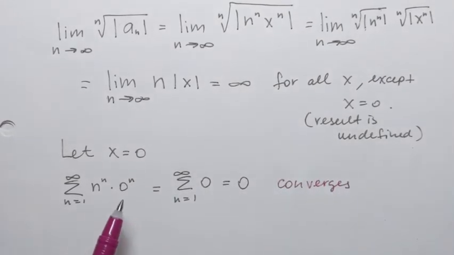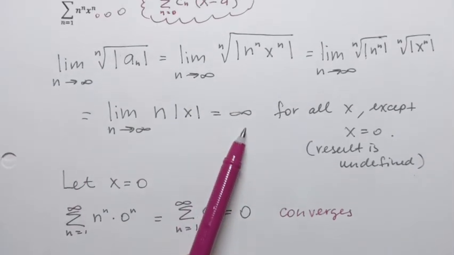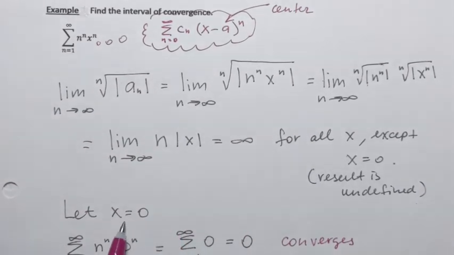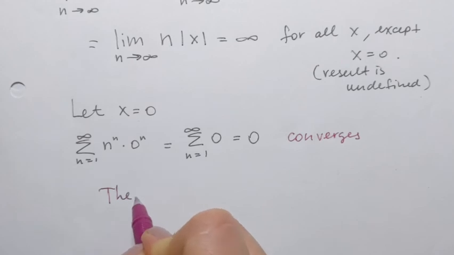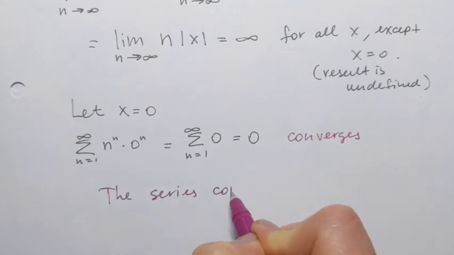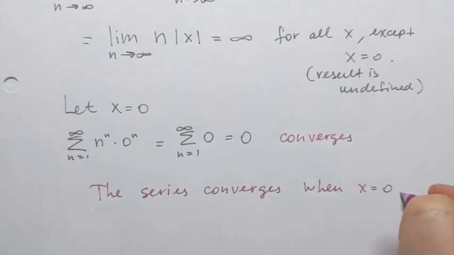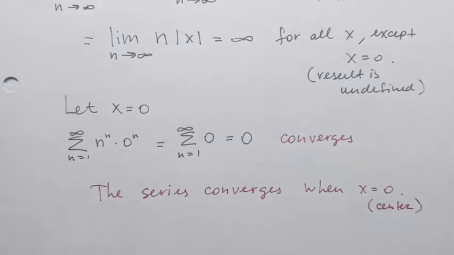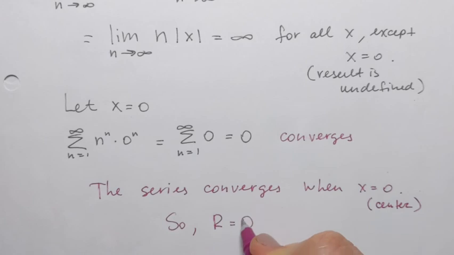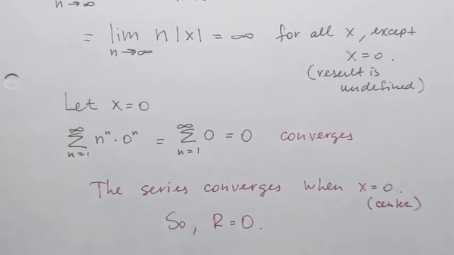And that means that the only value of x where that original power series is going to converge is at its center, which is x equals 0. So we'll say the series converges when x equals 0, and that's the center, so it converges only at the center. And the interval consists of only one point. So if it's only one point, then what's the radius of that interval? Well, then the radius is 0. So R, the radius of that interval, is 0. R equals 0. And that's how the answer is going to look in this case.